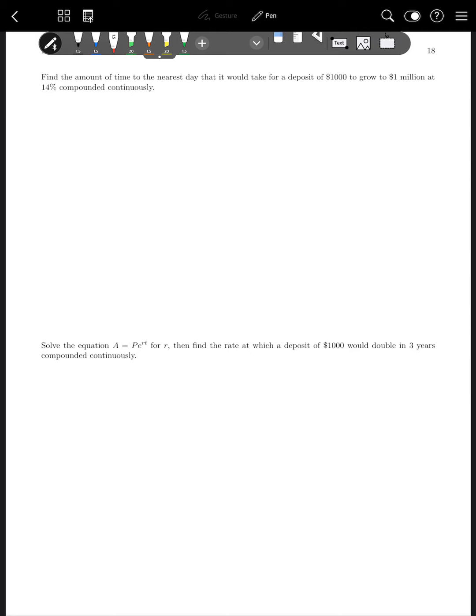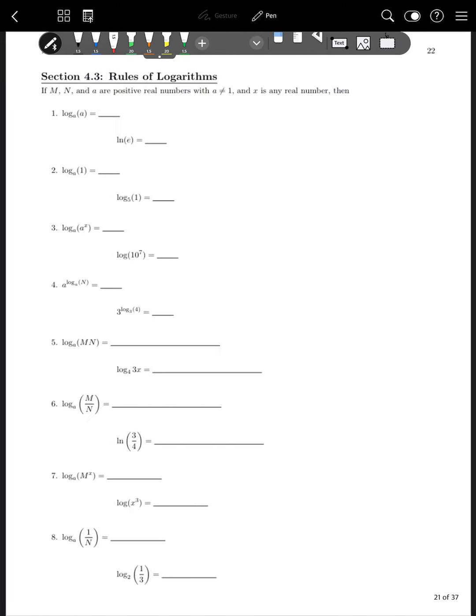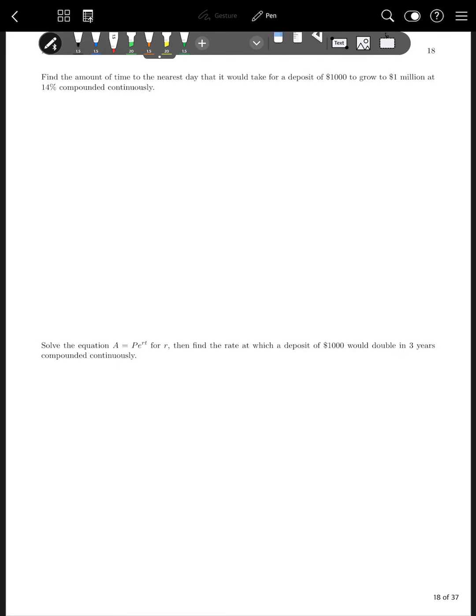Okay, so now we can use some of these ideas we've been talking about to solve some application problems. So let's go ahead and look at those, and then we'll be done for today. So find the amount of time to the nearest day that it would take for a deposit of $1,000 to grow to $1 million at 14% compounded continuously.